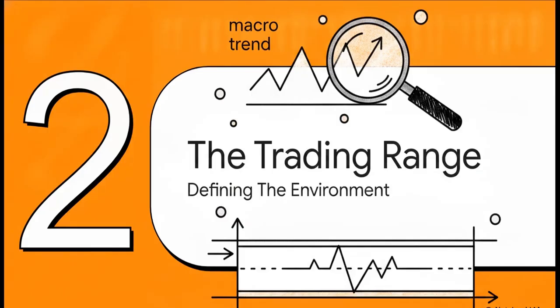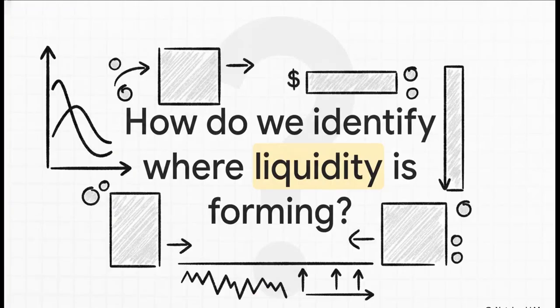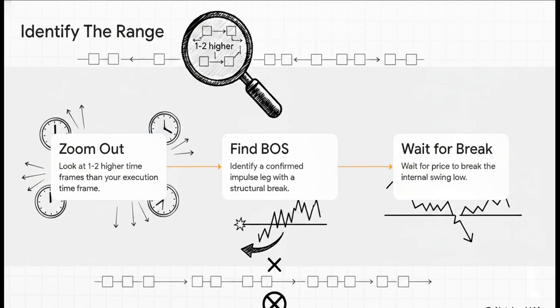Moving on to part 2, defining the trading range. So how exactly do we find the current trading range where liquidity is actually forming? Let me be super clear about this. It's not just about drawing a random box around a bunch of sideways candles. A true trading range shows you the exact specific area where price delivery is active and where all those resting orders are building up. To nail this down, we use a strict process.